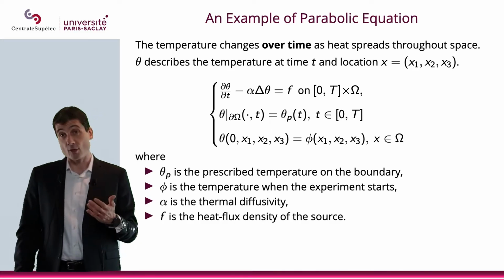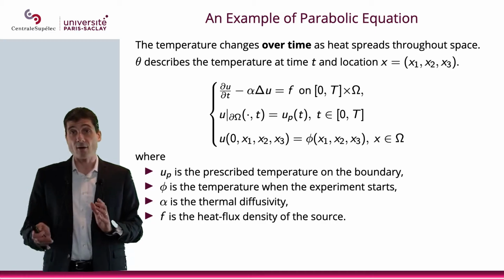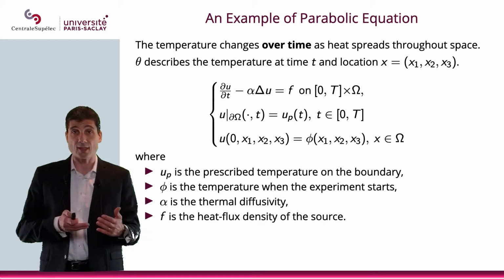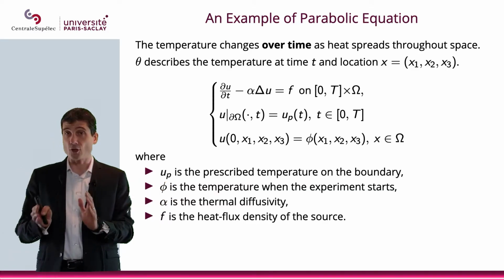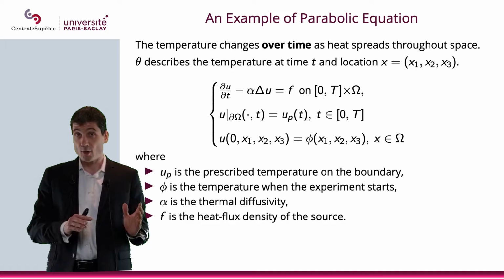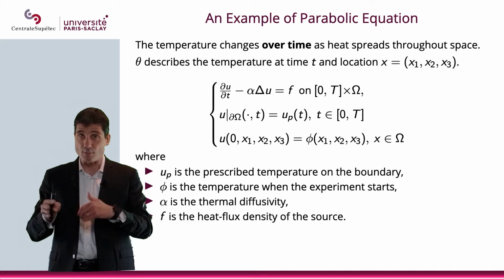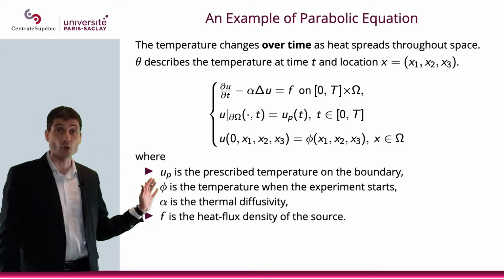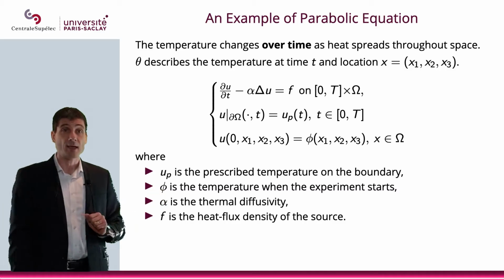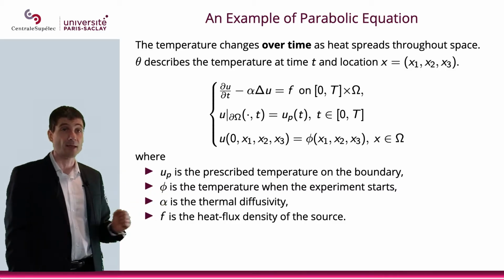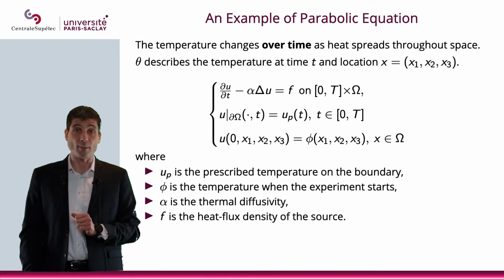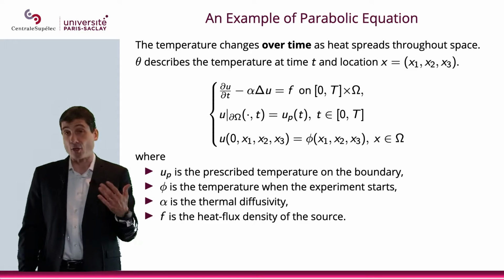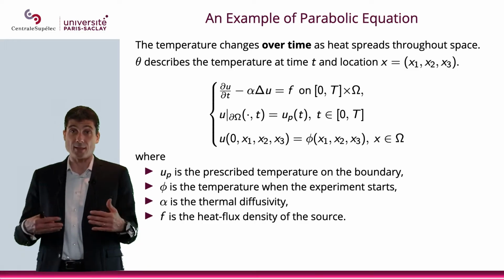Now, the temperature is called theta. Just out of consistency with the notations that will come up, I will call the temperature U. So this can be a little confusing because U was the velocity of the fluid, which we consider actually to be equal to 0. So I'm just changing the notations here. U will be the temperature from now on, and I will call UP the temperature that is prescribed on the boundary of my domain.